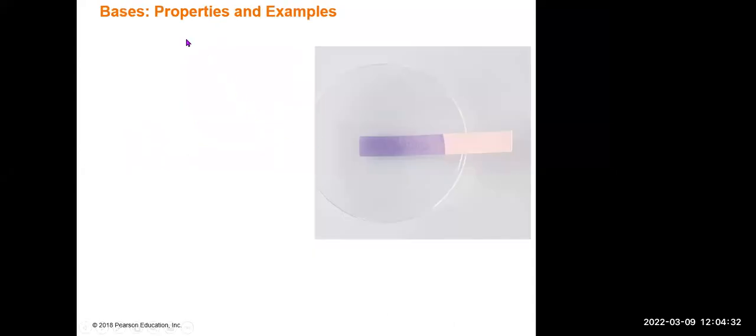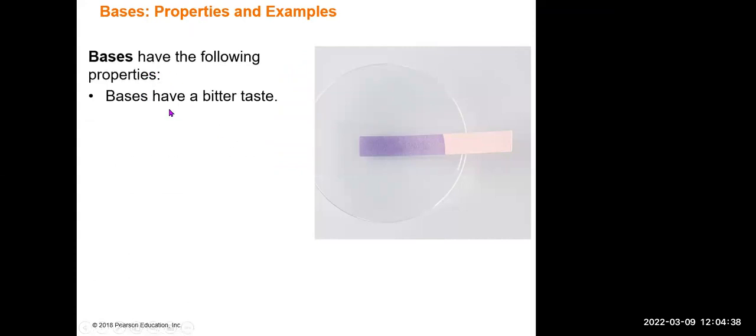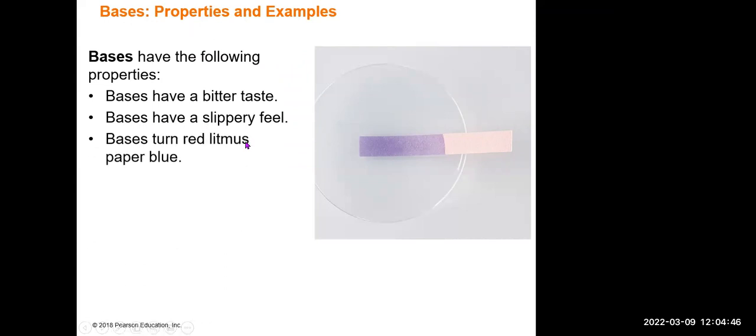Bases, their properties and examples. Bases have the following properties. Bases have a bitter taste. Bases have a slippery feel. Bases turn red litmus paper to blue. See this red litmus paper. This part is in basic solution and it becomes blue.